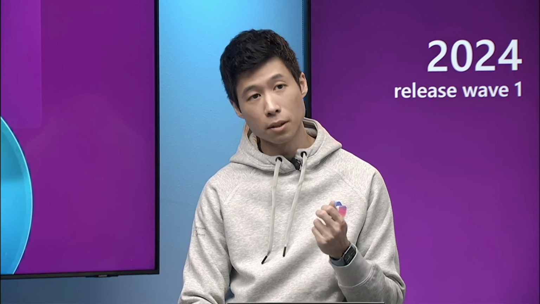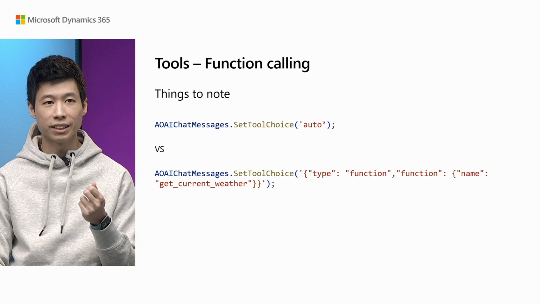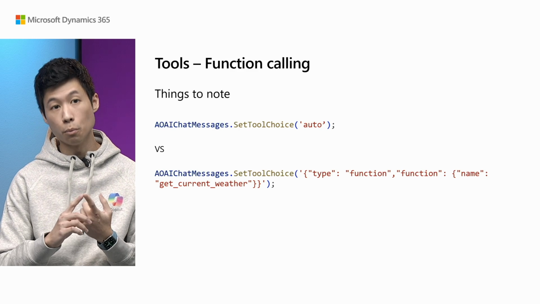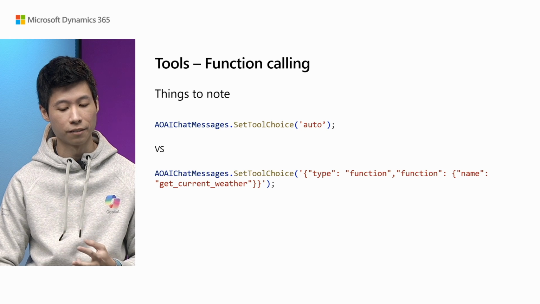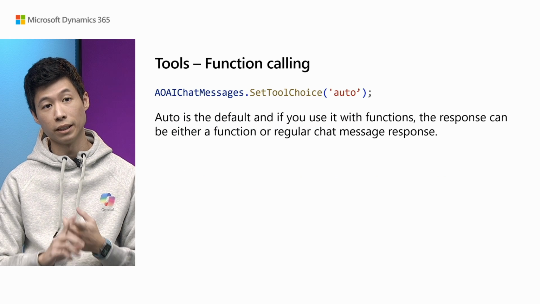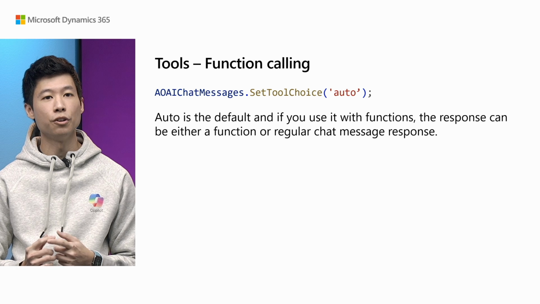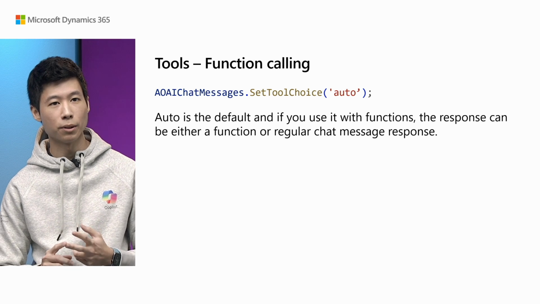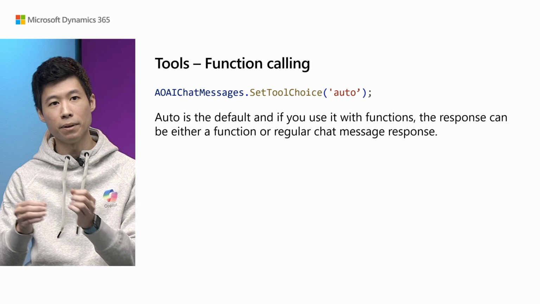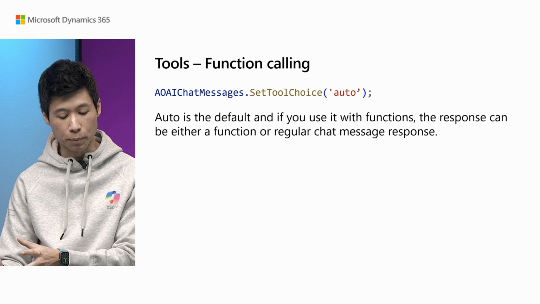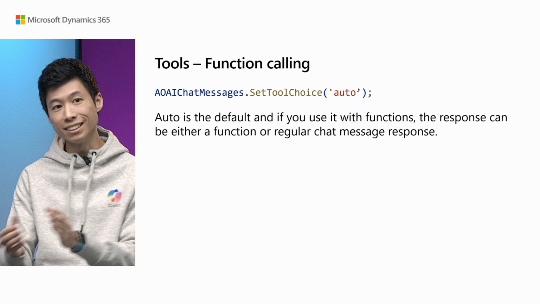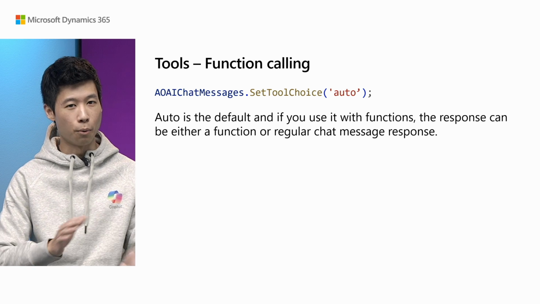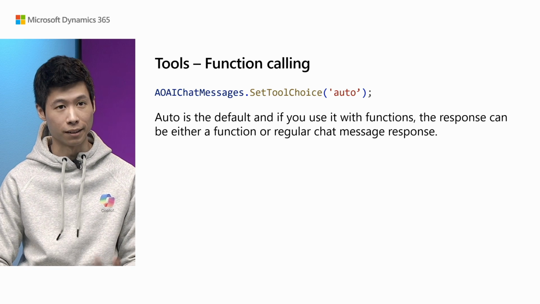So the things I want to note, where with tool choice, you can either put auto, which is the default, and you do not need to set that, or you can put a specific function. So with auto, it is the default. And if you use it with functions, the response can either be a function or it can be a regular chat response. So you do have to take note, because if you expect a function and it doesn't give you a function, you want to handle that error properly and whatnot.